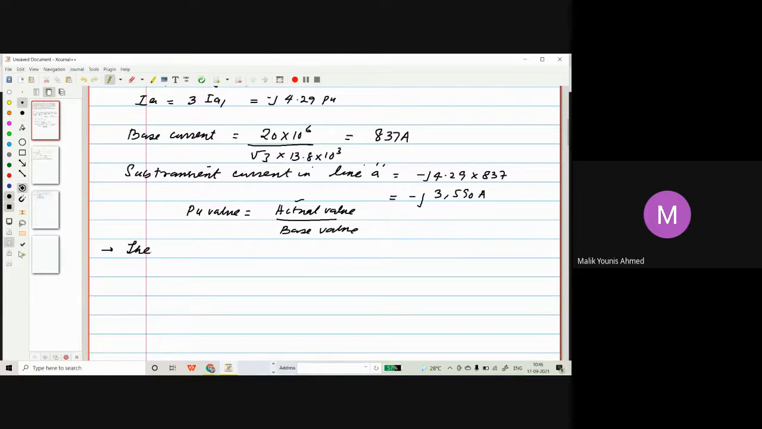That means we have to find the symmetrical components of the voltage from point A. That means we are talking about phase A to ground.